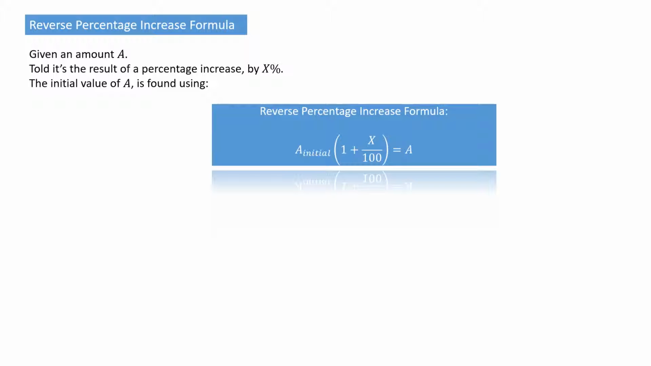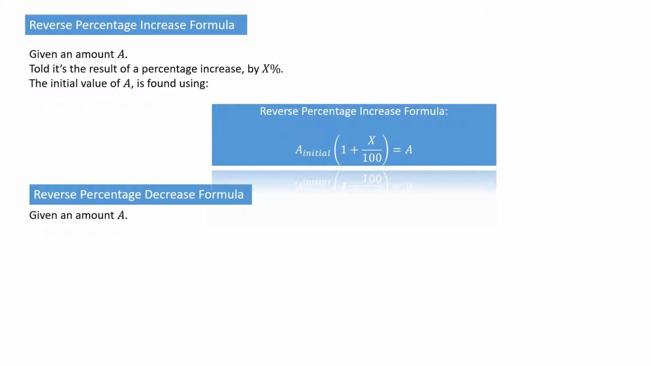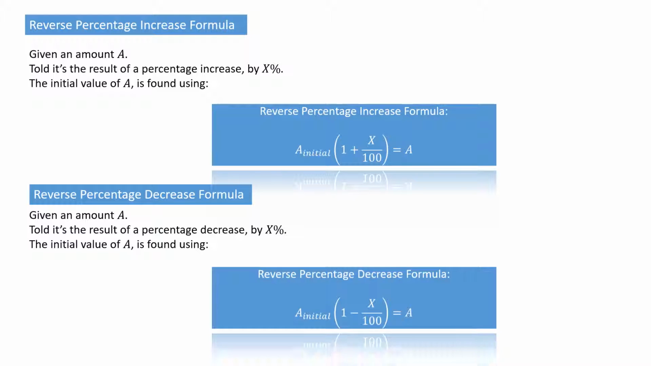Similarly, we'll often be asked to do the same thing, but in the case of a reverse percentage decrease. Once again, we'd be given an amount A, and we're told that that amount is the result of a percentage decrease, again, say by X percent. Then the initial value of amount A is found using the reverse percentage decrease formula, which is shown here. Now that we've said that, let's work through a couple of examples to see how we use these formulas.